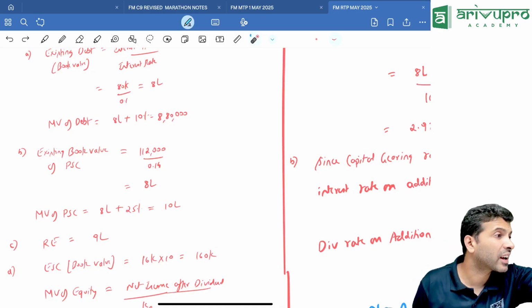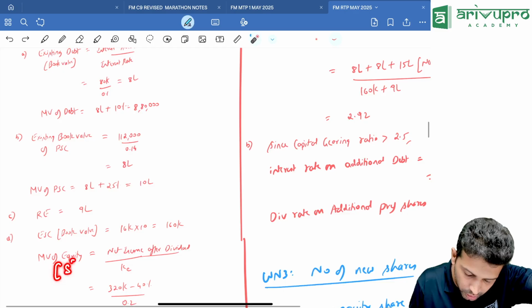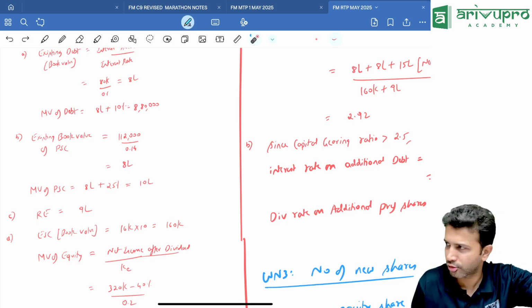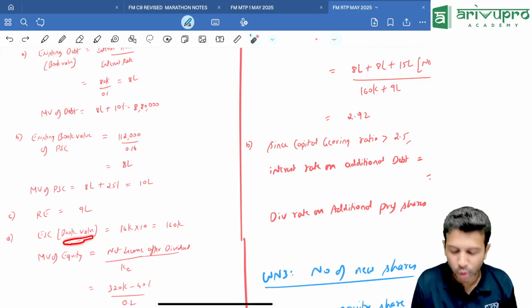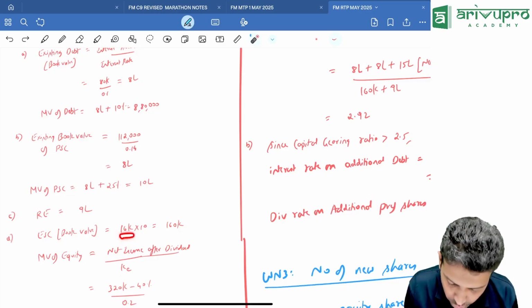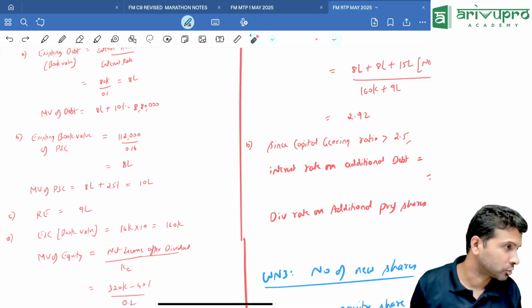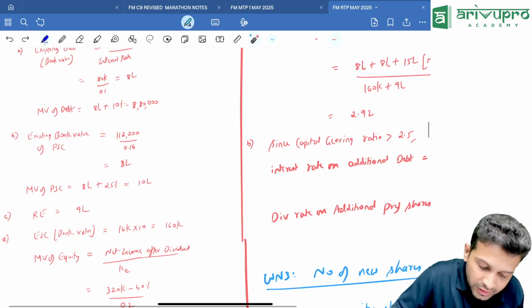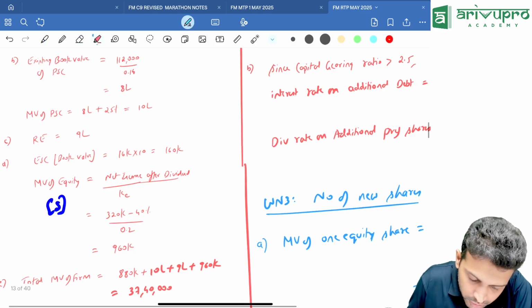Next we need market value of equity, denoted by the symbol S. This is where one thing should click. First, how much is the book value of equity share capital? We have 16,000 shares of 10 each. That means book value of equity share capital is 1,60,000. We want book value or market value? Market value of equity only is denoted by the symbol.